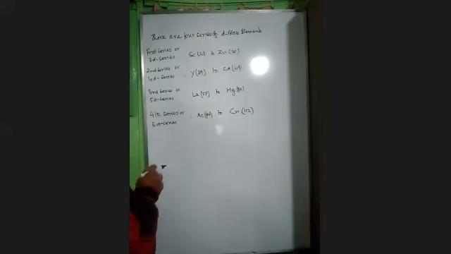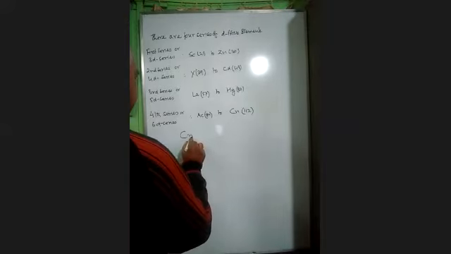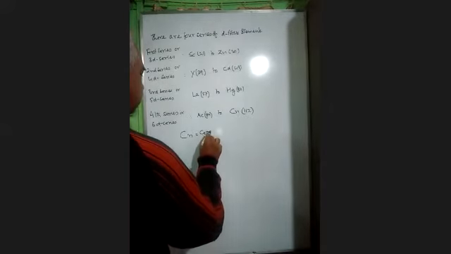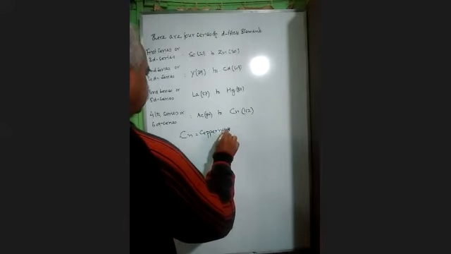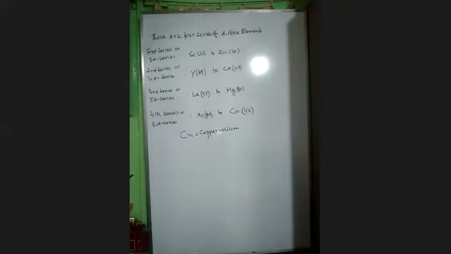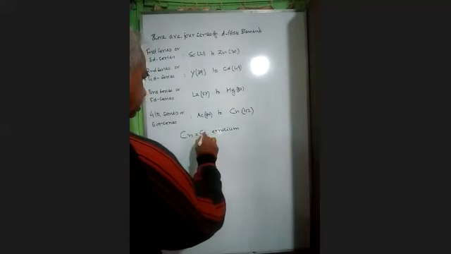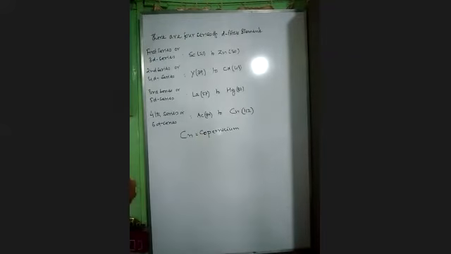Cn. This element I do not know whether you have come across. So it is called copernicium. Okay. Copernicium is being named after the astronomer Copernicus.